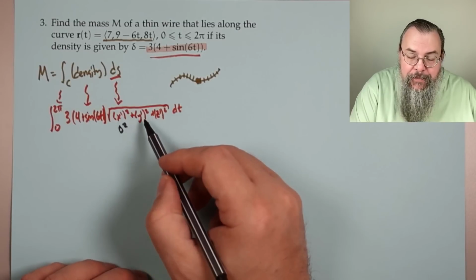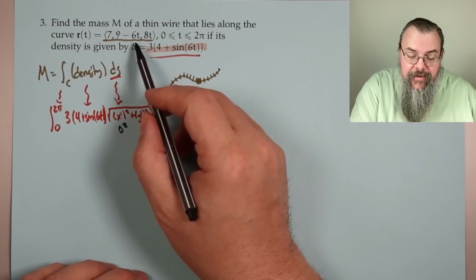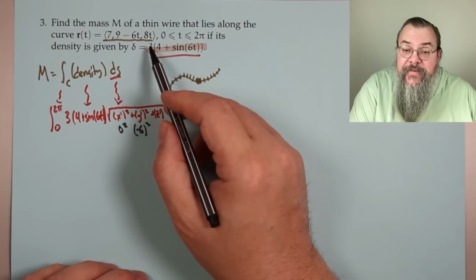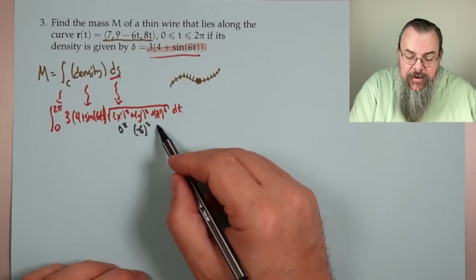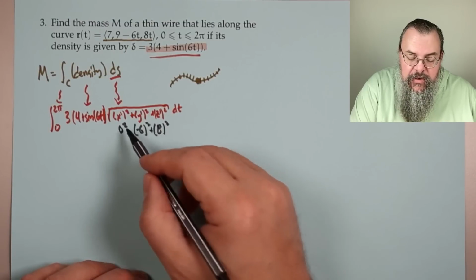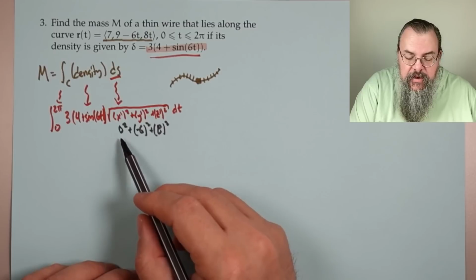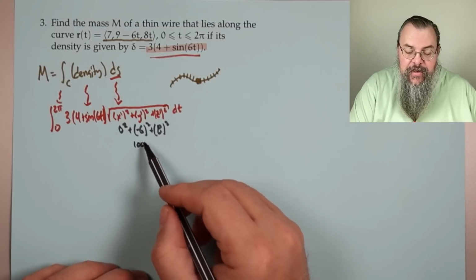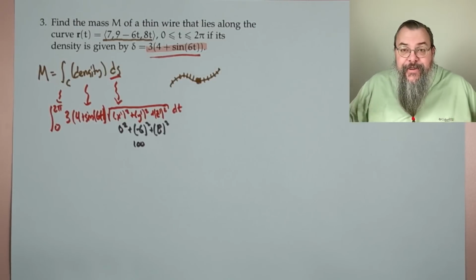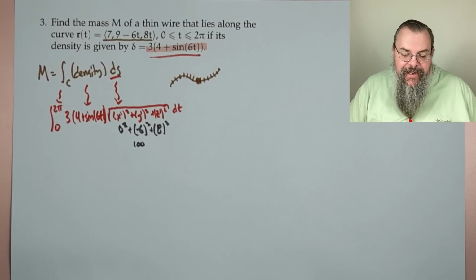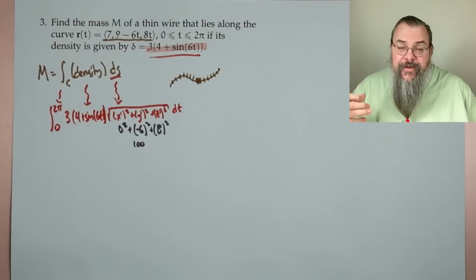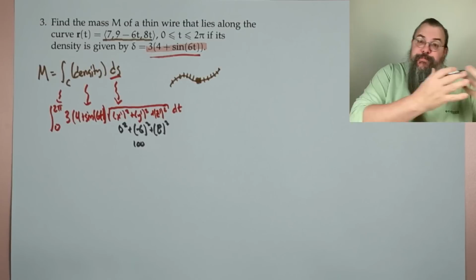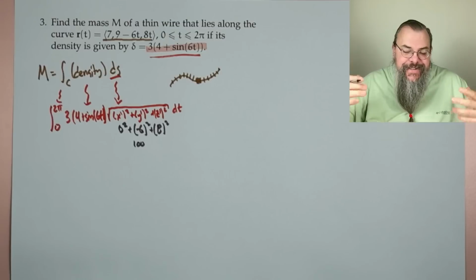Nice. Y prime, negative 6, and then we're going to square that. Z prime, 8, and then we're going to square that. Now, if you look, that's 0 plus 36 plus 64, which makes 100. That's nice, because there's no t inside the integral, and not only that, it's a nice number. The square root of 100 is 10, so you can pull that out. Woohoo, nice.